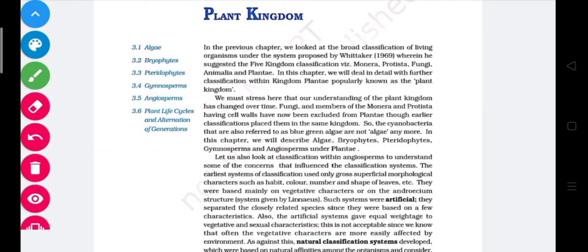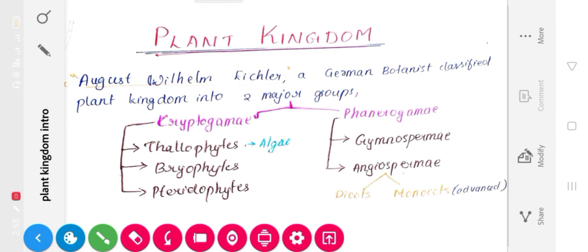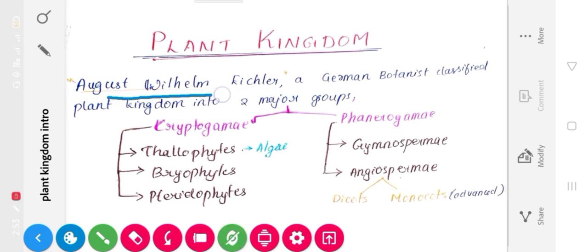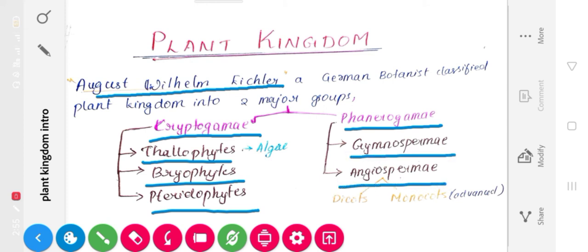Before going deep into this chapter, we can study the 2 major groups under the plant kingdom. It was proposed by August Wilhelm Eichler. He was a German botanist and classified the plant kingdom into 2 major groups, that is Cryptogamae and Phanerogamae. Under Cryptogamae, there are thallophytes, bryophytes and pteridophytes. And under Phanerogamae, gymnosperms and angiosperms. The Cryptogamae are plants without seeds and Phanerogamae are plants with seeds.